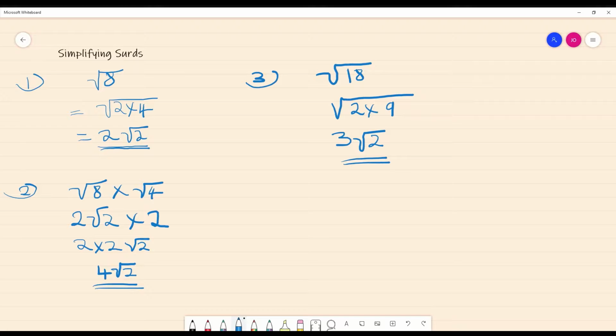A fourth example would be root 28. So looking at the square root of 28, let's think of a square number factor. In this case, it would be 7 times 4. 7 times 4 gives us 28. So here, the square number here is 4. So we're going to have the square root of 4 is 2, and here we have 2 root 7.